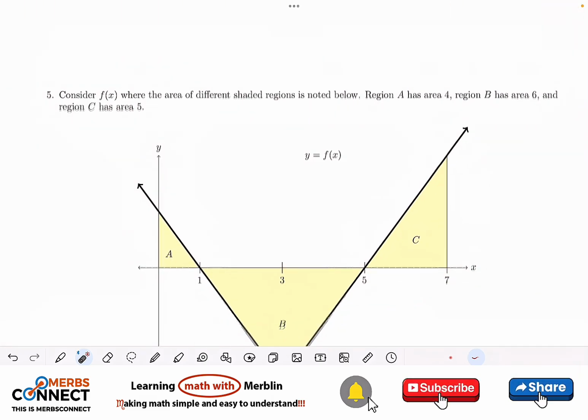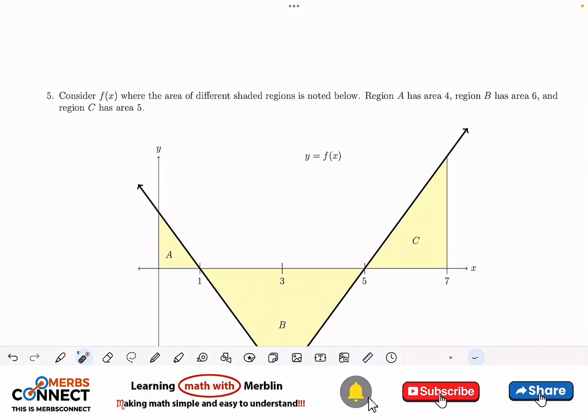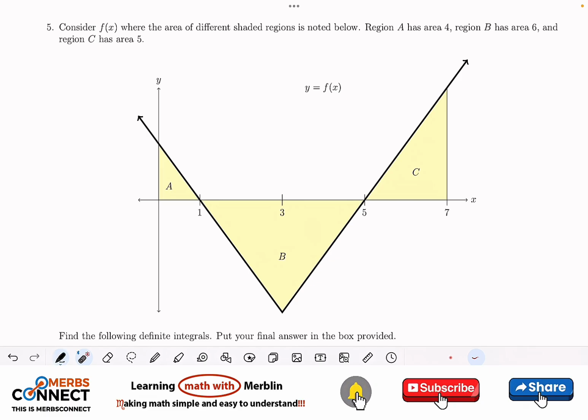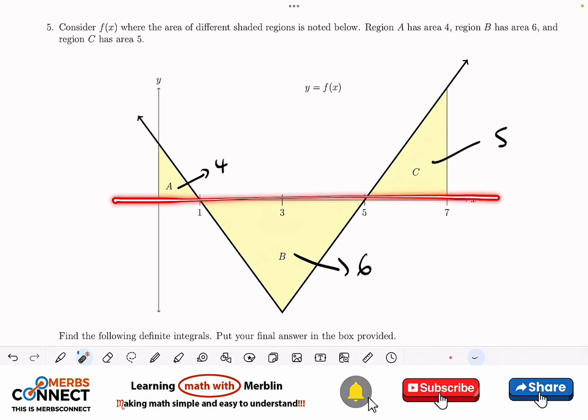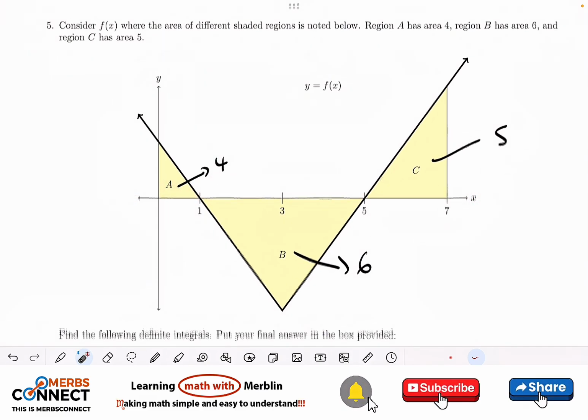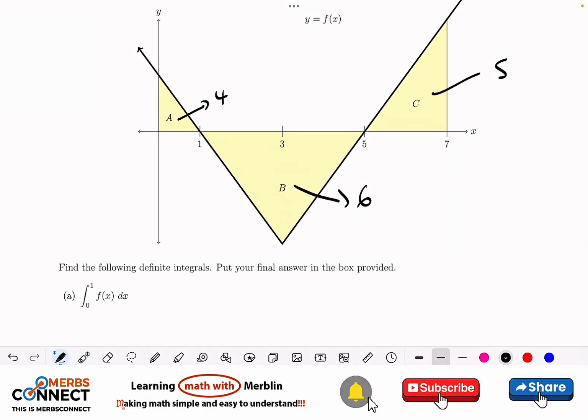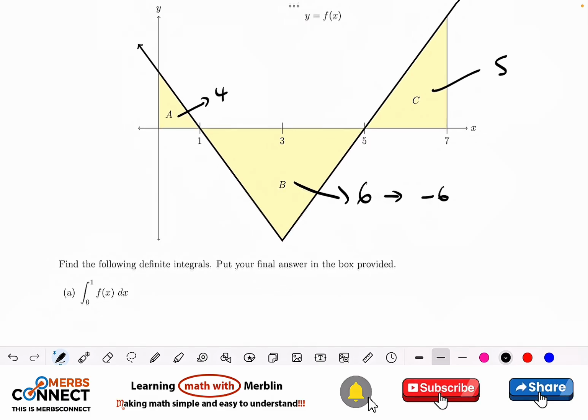So let's look at how we are going to consider question 5. We have this graph here, and the area for A is 4 from the question. Then the area for B is 6, and the area for C is 5. But don't forget, anytime the area is below the x-axis, it is going to be negative. So since B is below the x-axis, it should be -6. That's what you need to know.